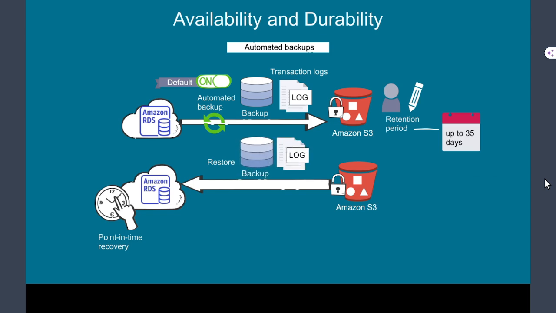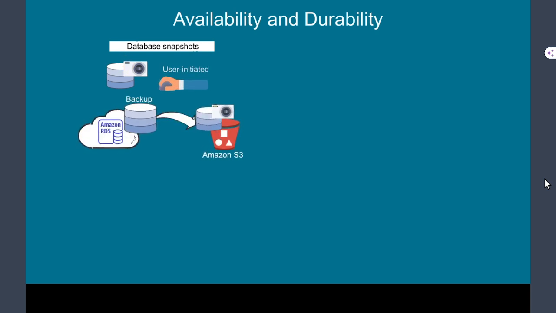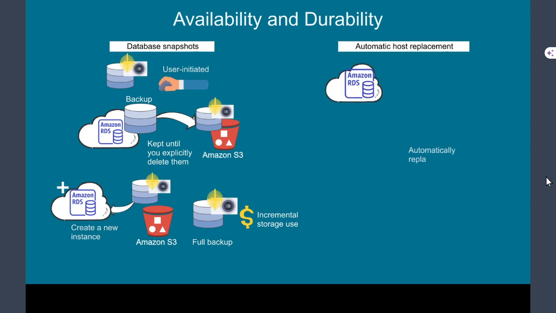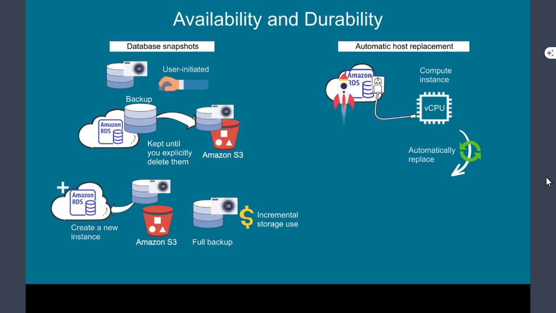Automated backups enable point-in-time recovery for your database instance. It allows you to restore your database instance to any second during your retention period, up to the last 5 minutes. Database snapshots are user-initiated backups of your instance, stored in Amazon S3, that are kept until you explicitly delete them. You can create a new instance from a database snapshot whenever you desire. Although database snapshots serve operationally as full backups, you are billed only for incremental storage use. Amazon RDS will automatically replace the compute instance powering your deployment in the event of a hardware failure.